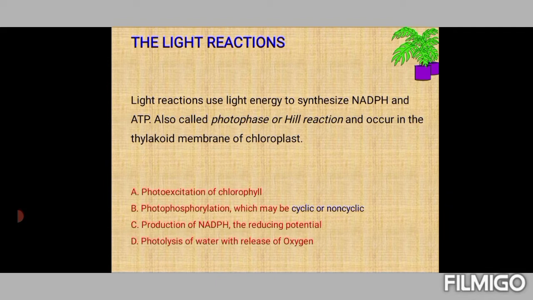So these are not different steps. These are the things involved, or the purpose of the light reaction is shown here. This is photoexcitation of chlorophyll, which I already described. The photoexcitation happens with the fall of photons on leaves. Photophosphorylation means using the energy of photons for phosphorylation, or production of ATP, and it can be through two different types of processes: cyclic photophosphorylation and non-cyclic photophosphorylation. Then production of NADPH, the reducing potential, as well as release of oxygen, is also very important. This is called the Hill reaction, after Robin Hill.